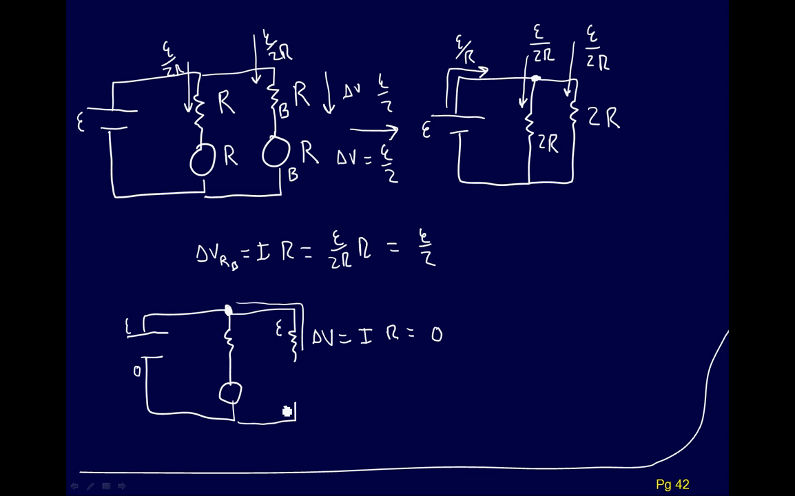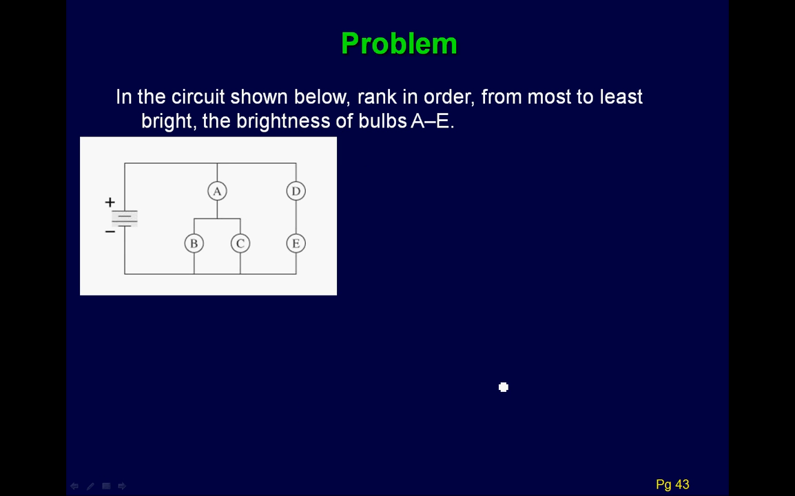And then down here, it'll have the potential of 0. So basically the potential difference for our light bulb B initially was epsilon divided by 2, and then in this case over here, the potential difference of our light bulb B will be the total epsilon, and so it has increased.